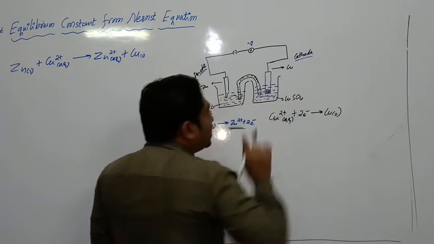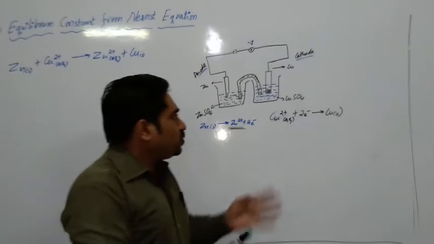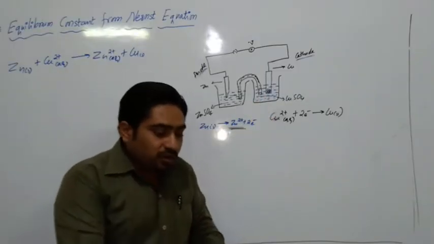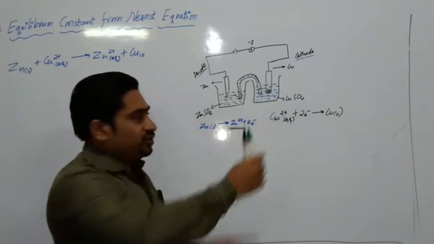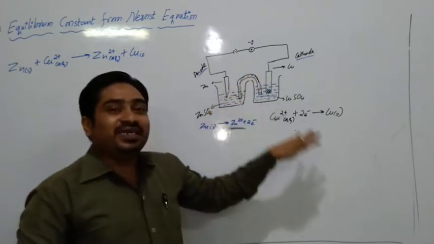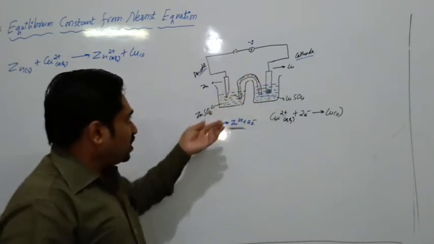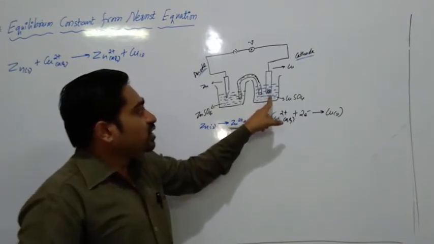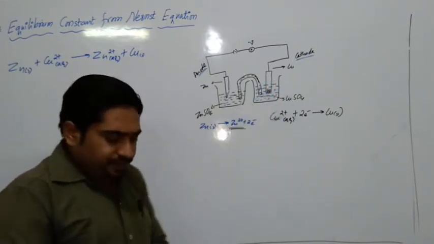They deposited on the copper electrode. So now what happens? What about the concentration of Cu2+ ion in the solution? More ions are converted into atoms, so the concentration of Cu2+ goes on decreasing. The concentration of Zn2+ goes on increasing, and the concentration of Cu2+ goes on decreasing.